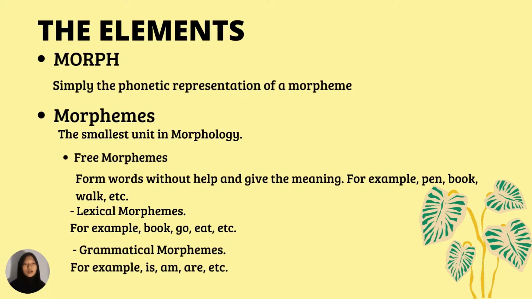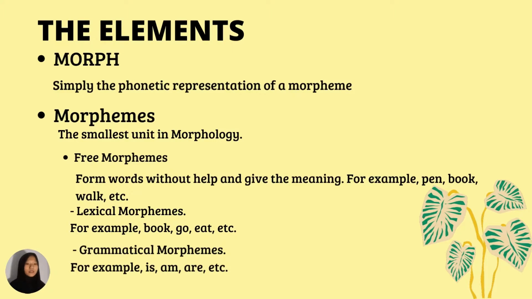So morphemes has two types. They are free morphemes and bound morphemes. Free morphemes, why is it called free morphemes? Because it can form words without the help of others, and it has meaning, or in other words, we can say that we already understand what the meaning is. For example, pen, book, walk, etc.